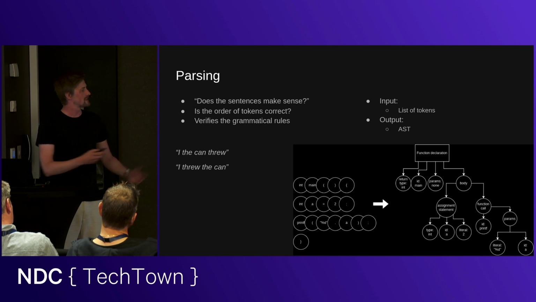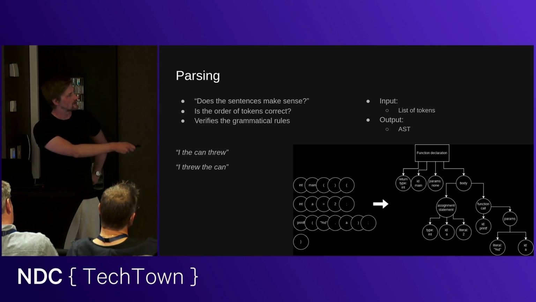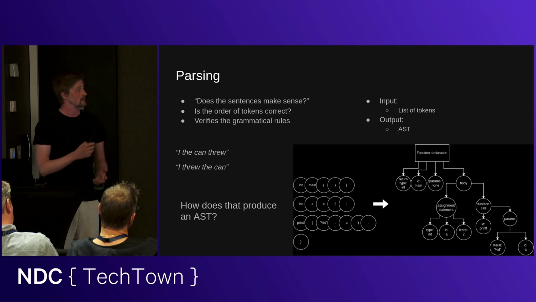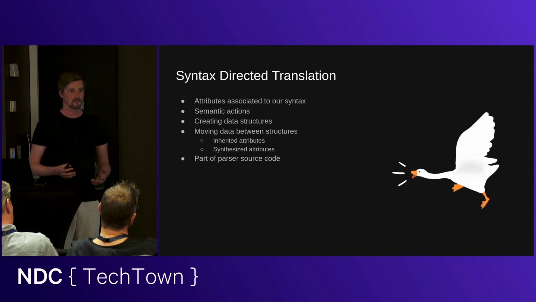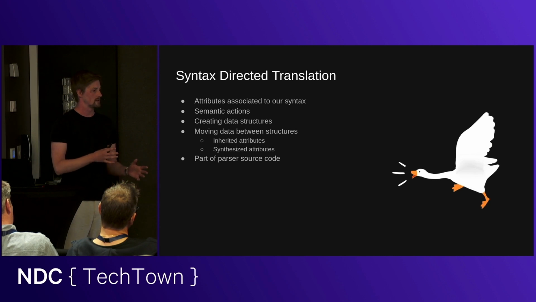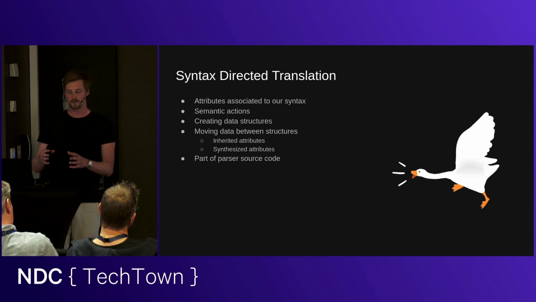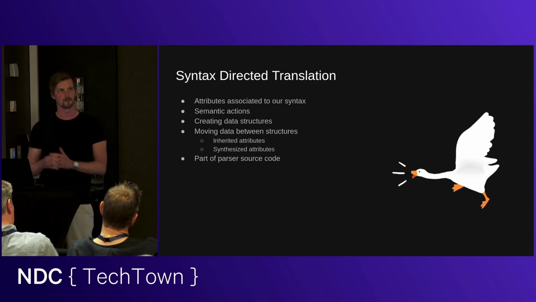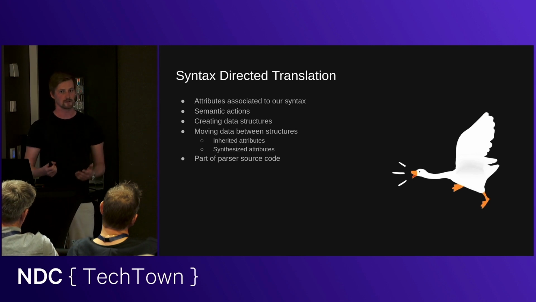But I said that we were going from this list to a tree, and verifying rules doesn't really produce anything, right? So this brings us to the syntax-directed translation part. It's just a fancy way of saying we have our grammar, and we have some parser that checks that our grammar is upheld. And syntax-directed translation is about associating some kind of attribute, some data, to each of these production rules. We call those semantic actions. So we're connecting our syntax, which is what we write, to the semantics, which is what we mean in some way, I guess. And we can use that to create the data structures as we go.